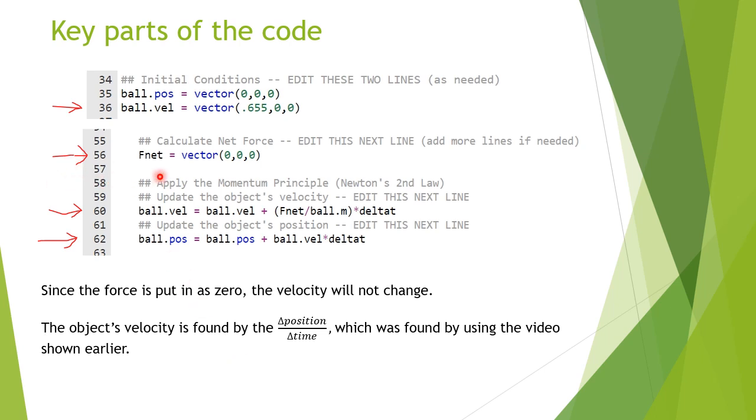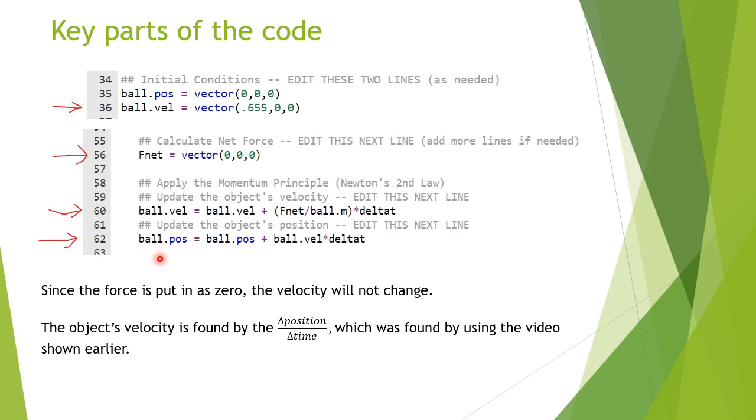Another important part was that the net force on the object was 0. And this 0 net force is needed for this equation because it gives that the ball's velocity equals the ball's velocity plus F net divided by mass times delta t. But the velocity will not change here if F net is 0 because this whole part goes away, and then you're just left with ball's velocity equals ball's velocity.